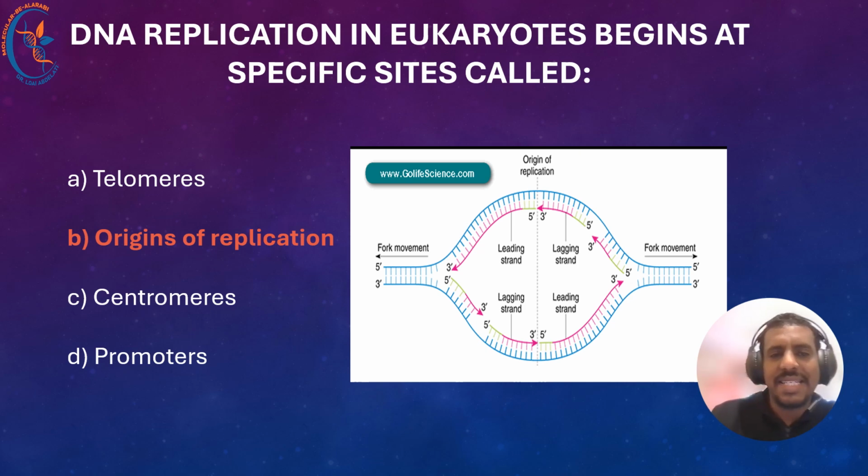Origin of replication. The correct answer is origin of replication. Origins of replication are specific DNA sequences where replication begins. All right, so let's move to the next question.